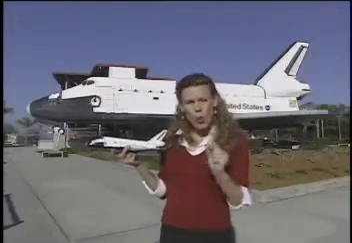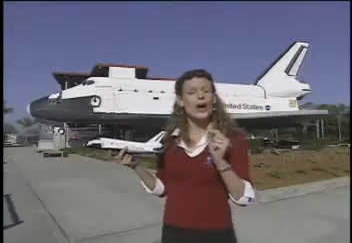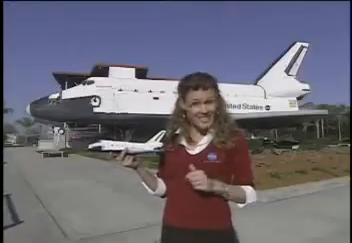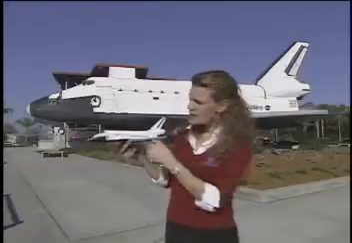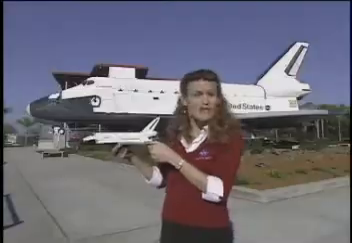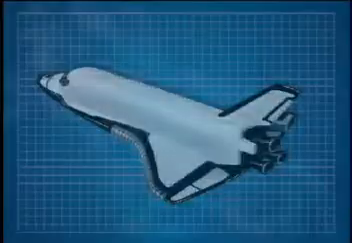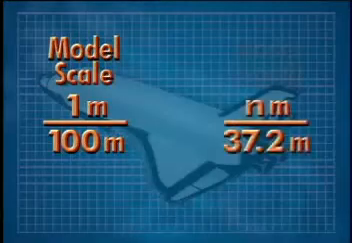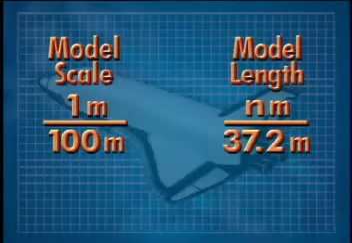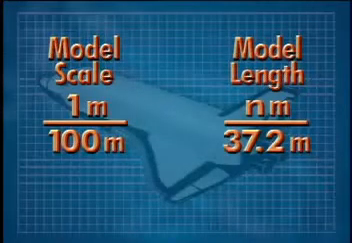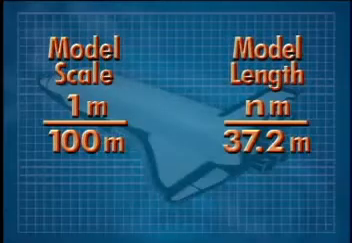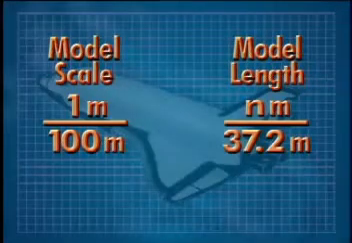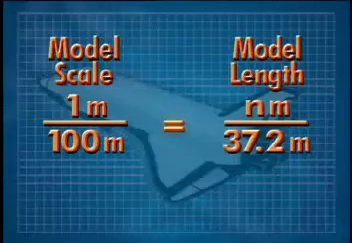Now that is 1 meter equals 100 meters. So using that scale, let's set up a proportion to calculate the length of this space shuttle model. The first ratio is the model scale, and the second ratio is the length of the model to the actual shuttle length. N represents the length of the shuttle model. We set these two ratios equal to each other.